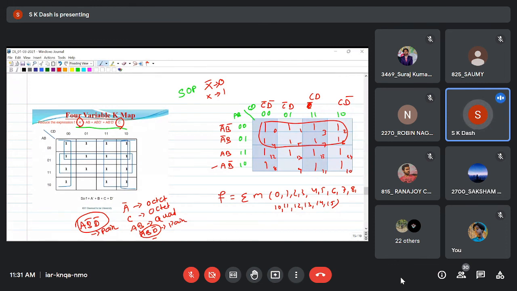Next is minimization. So we can minimize this. You can see from this picture how many octets are possible. 4 octets are possible. One is this, one is this, then this vertical one, third one, then this one is the fourth one. If you check, all the octets are essential. So using this way, you can find the minimized expression.